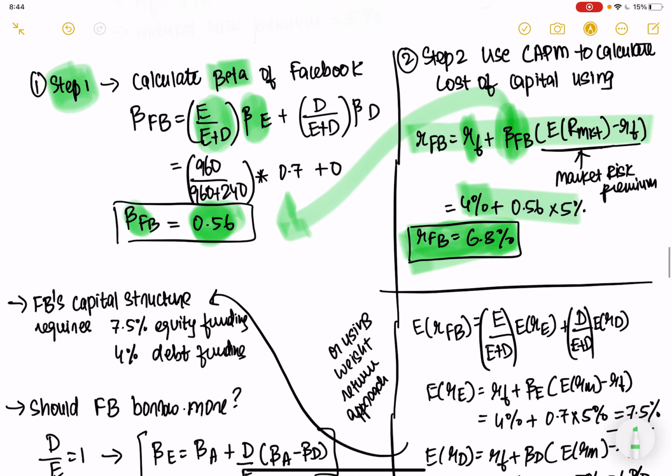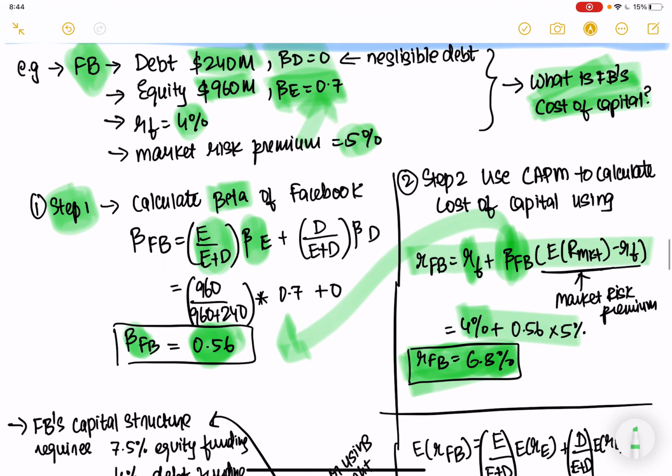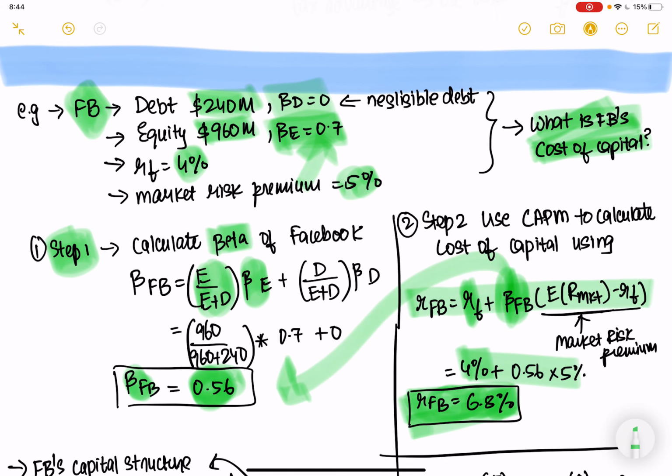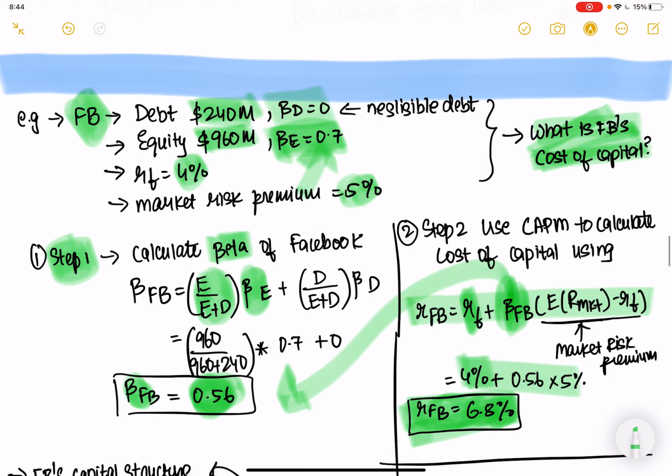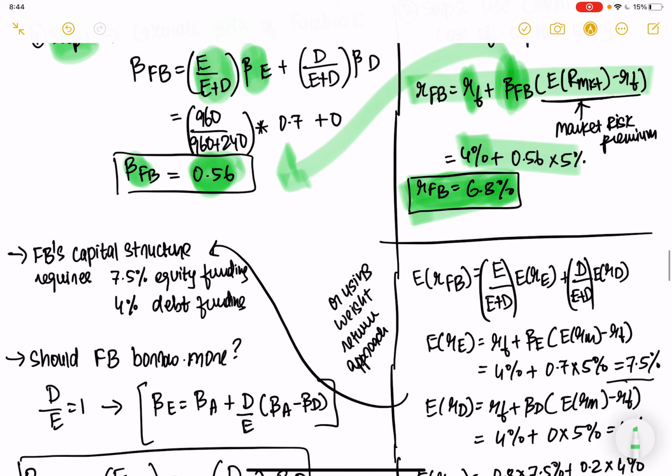Now the question is, does that mean that Facebook should be borrowing more, right? Because we just reduced the rate to 6.8%, right? So now let's look at this. We knew this formula, right, which is the weighted average formula.